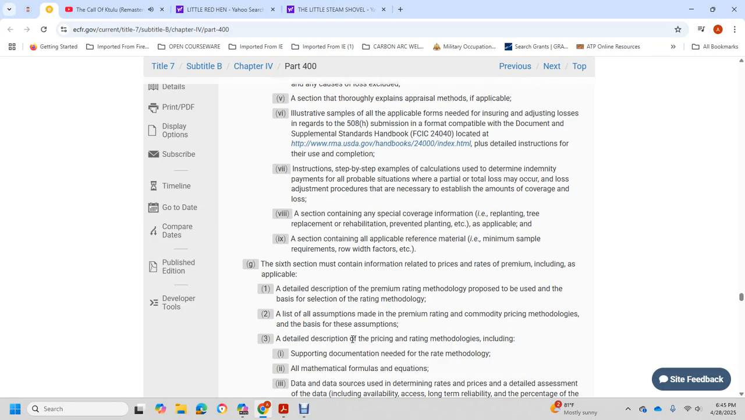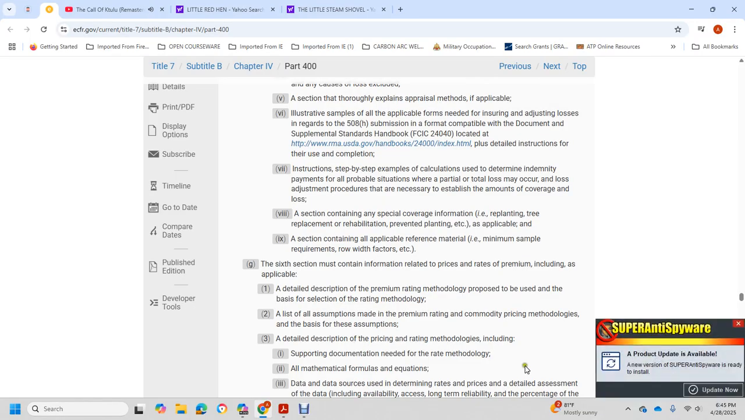Sixth section must contain the information related to the price rates of the premium and include the applicable detailed description of the premium rating with the methodology proposed, with the use of the basis for the selection of the rating methodology.